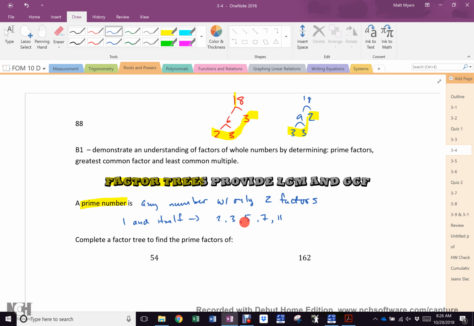Then the next one is 41. Then the next one is... No, oh, what about 43? You can't forget 43. Now, what are you noticing? Now 47. You're noticing they're all odd, which we already talked about, right?